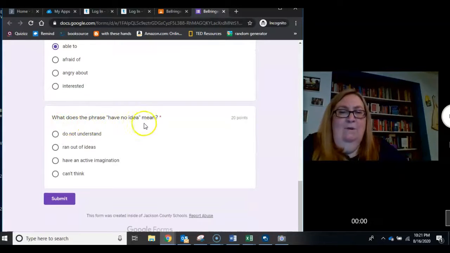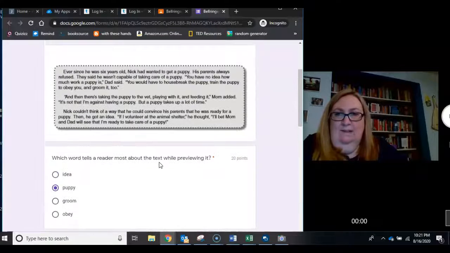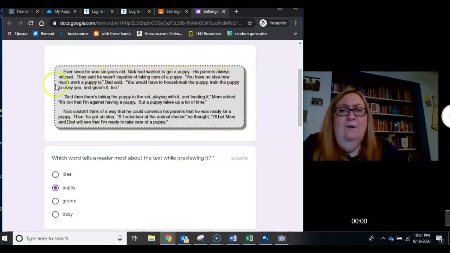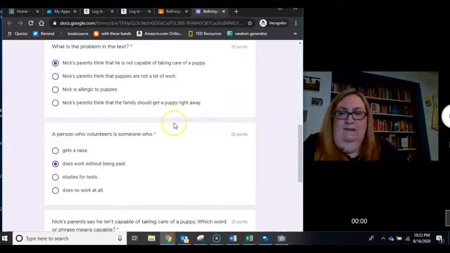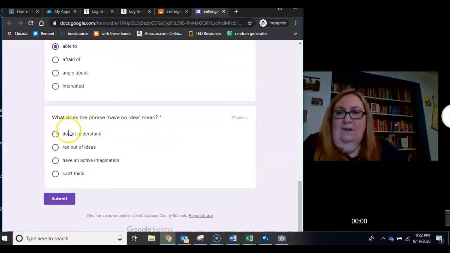What does the phrase have no idea mean? Before I read these answer choices, I want to find that phrase in the passage. Have no idea. Ever since he was 6 years old, Nick had wanted to get a puppy. His parents always refused. They said he wasn't capable of taking care of a puppy. You have no idea how much work a puppy is, Dad said. You do not understand how much work a puppy is. I think that is what Dad's saying, that he doesn't get it.